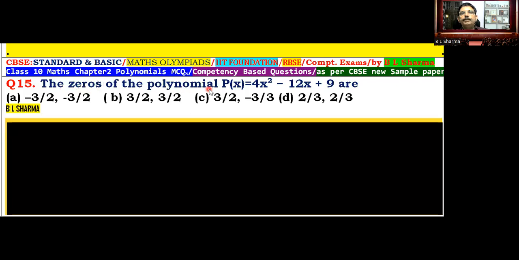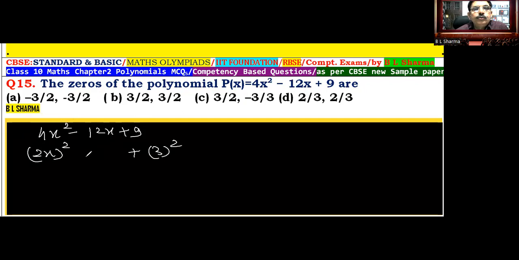The zeros of the quadratic polynomial 4x square minus 12x plus 9 will be. So for this, we have to factorize it by splitting the middle term or by any other identity. Here it is 4x square minus 12x plus 9. This is 2x whole square, 3 whole square, and minus 12x can be written as 2 into 2x into 3.